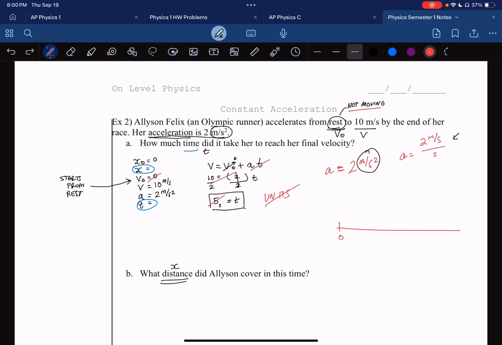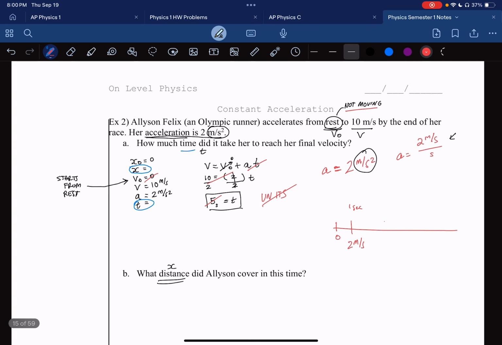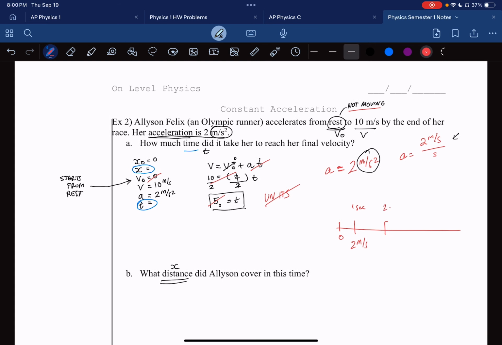So after a second that she's been running, let's say she's here. Actually, let's say she's a little bit closer. After a second, she's right here. She should be going 2 meters per second after 1 second. After another second, she might be right here. So that was 2 seconds total. Well, her acceleration is saying that every second that passes, she will gain 2 meters per second of speed. So she should be going 4 meters per second now.